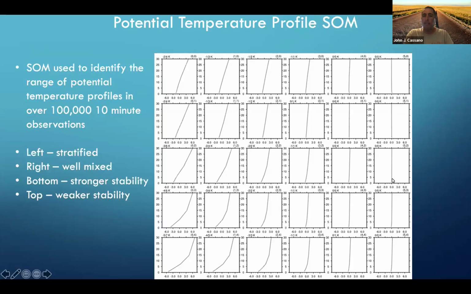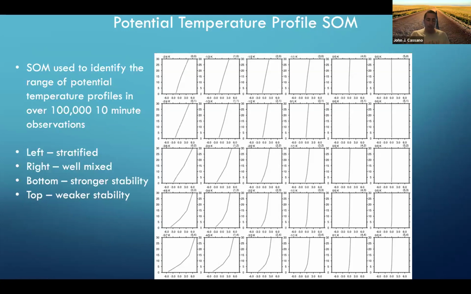Potential temperature is constant with height, and there's very slight differences at the very bottom of these patterns that are physically important. But then as we move from right to left across this self-organizing map, we see that the stability is increasing, and that the stability is also increasing as we move from the top to the bottom. So the most stable pattern is this bottom left one, and then the most well mixed, with just a slightly unstable feature right at the surface, is the top right.